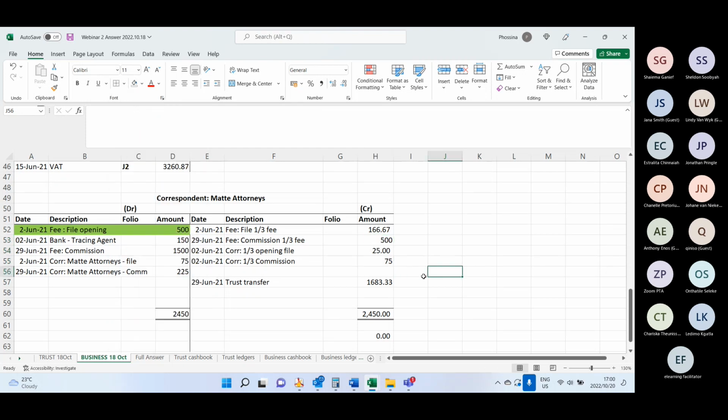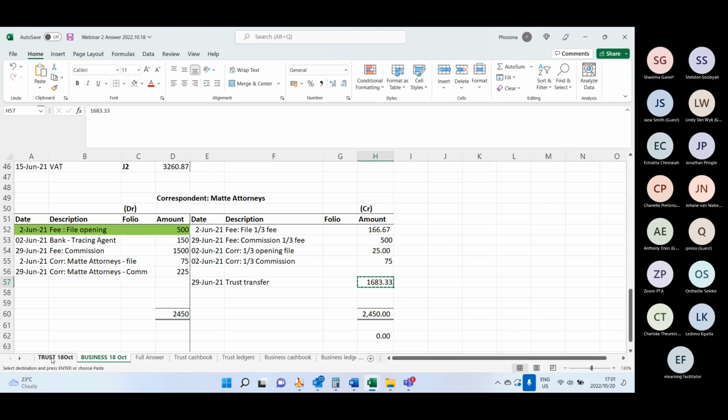Like that. So remember the issue of VAT. If it's a VAT vendor, then we have to account for VAT. How do we account for VAT? For each fee that we are receiving, we also have to make sure that the VAT account is credited, and whatever that we are giving, we also debit the VAT account. So you can see our trust transfer has changed to 1683.